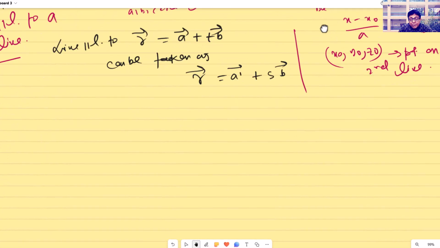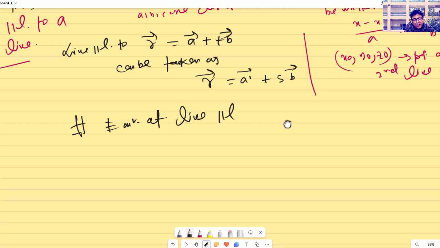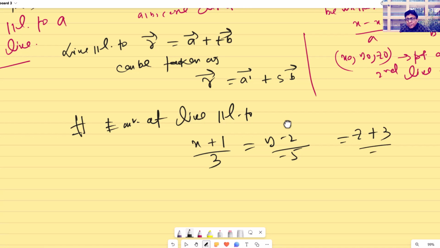So I just take one simple example here. If we want to write the equation of line parallel to (x plus 1) by 3, (y minus 2) by minus 5, (z plus 3) by minus 4, and passing through a point, say (minus 3, 1, 7). So a line parallel to this and passing through this point: how to write?